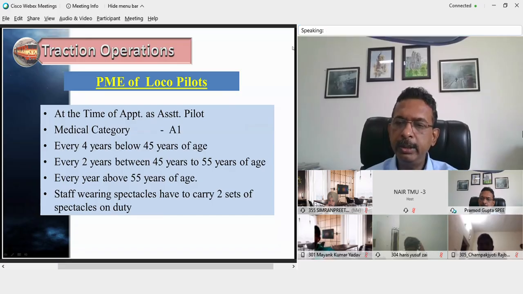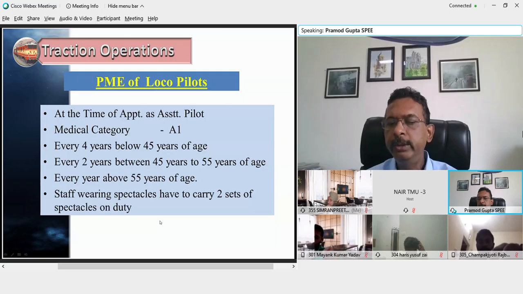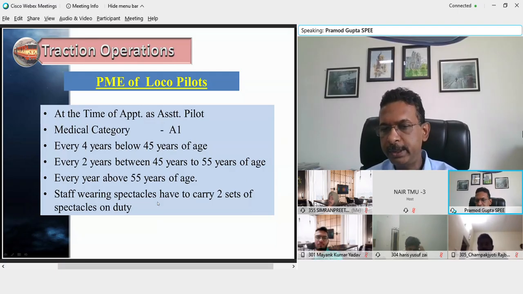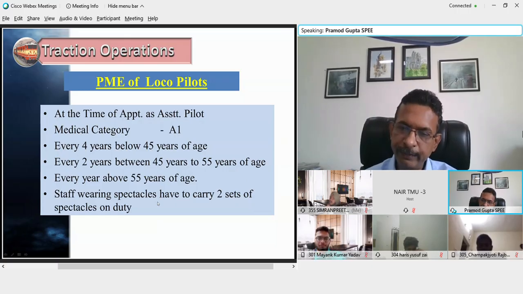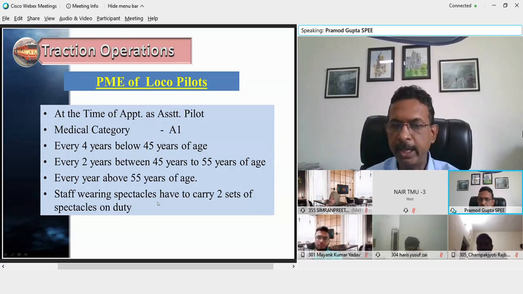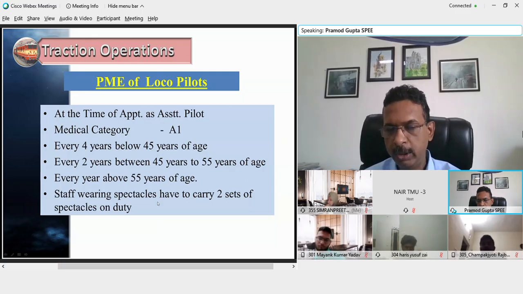In addition to the alertness which is required for the loco crew, the physical health and fitness is equally important, and therefore we monitor their physical health at regular intervals. We do it at the time of appointment. The minimum medical category required is A1. Then after every 4 years, up to 45 years of age; after every 2 years between 45 to 55 years of age; and every year above 55 years of age, it is carried out on the loco crew.